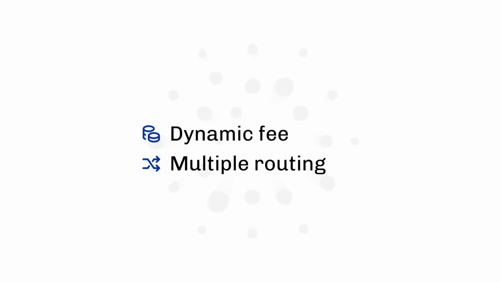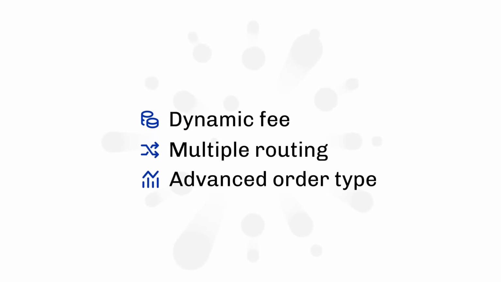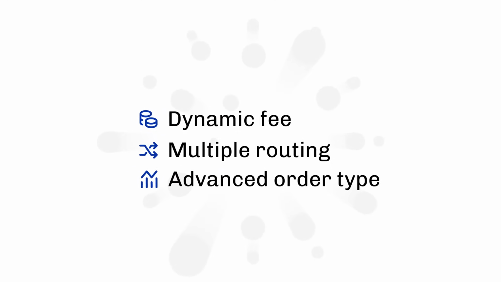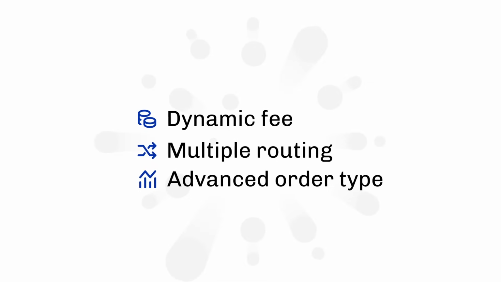The next one is advanced order types. Currently, you only have market orders and limit orders. But to cater to the more advanced traders we have, we are going to have take profit orders, stop loss orders, and OCO orders. So, more advanced tools to make decisions with your trades.